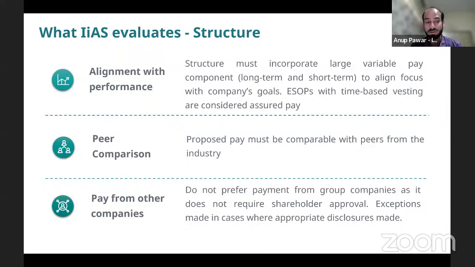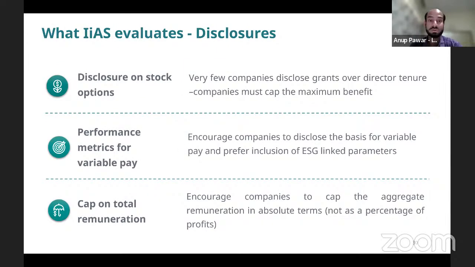We also look at payments being made to the director from other companies in the group, where shareholders have no ability to understand how much they're getting from other companies in the group. We don't like that, and neither do investors. We look at stock option disclosures. Very few companies in India actually disclose the amount of stock options that may be granted to directors when it comes to remuneration approval. So that's been a chronic issue in corporate India for a long time. We struggle with it as well.